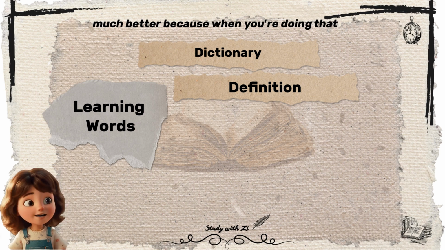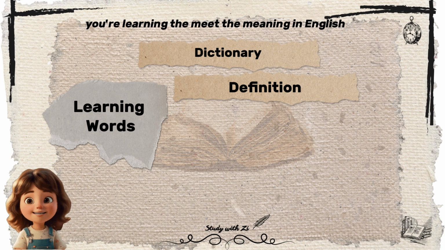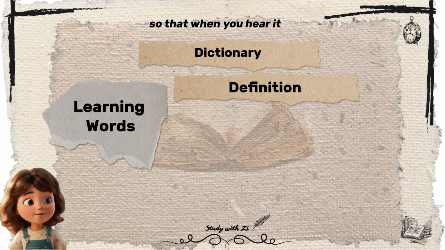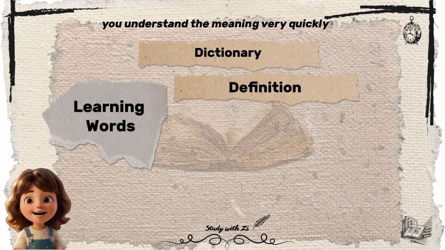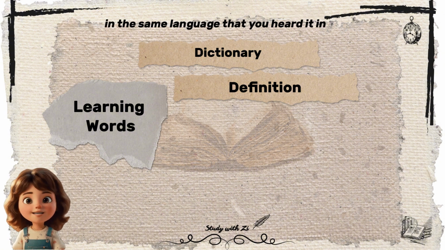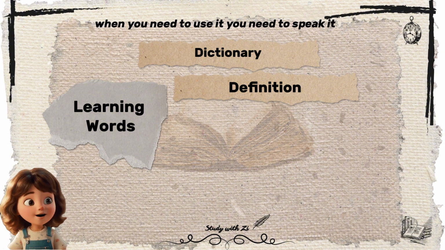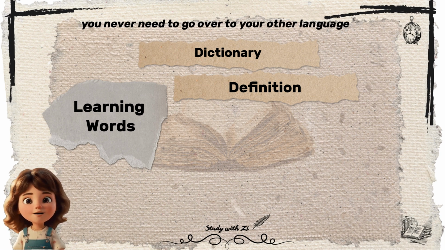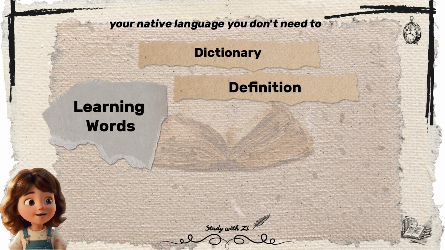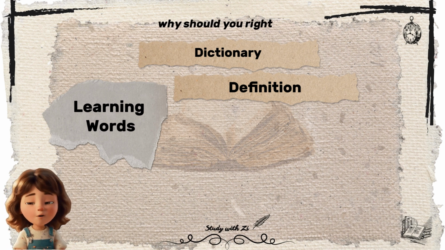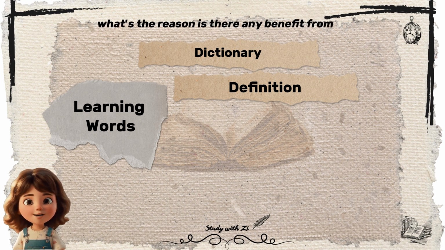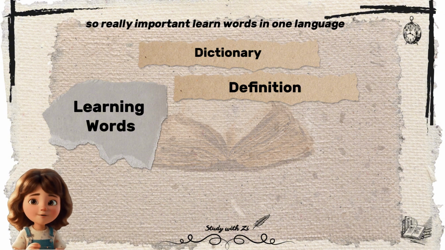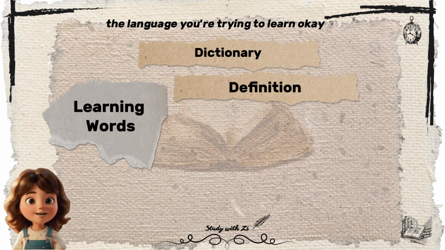Much, much better. Because when you're doing that, you're learning the meaning in English, and you're thinking about the word in English. So that when you hear it, you understand the meaning very quickly. Because the understanding is in the same language that you heard it in. When you need to use it, when you need to speak it, when you need to say it, that comes out in English. You never need to go over to your other language, your native language. You don't need to. Why should you? Right? What's the reason? Is there any benefit from that? No. No, there's no benefit. So, really important, learn words in one language, the language you're trying to learn.